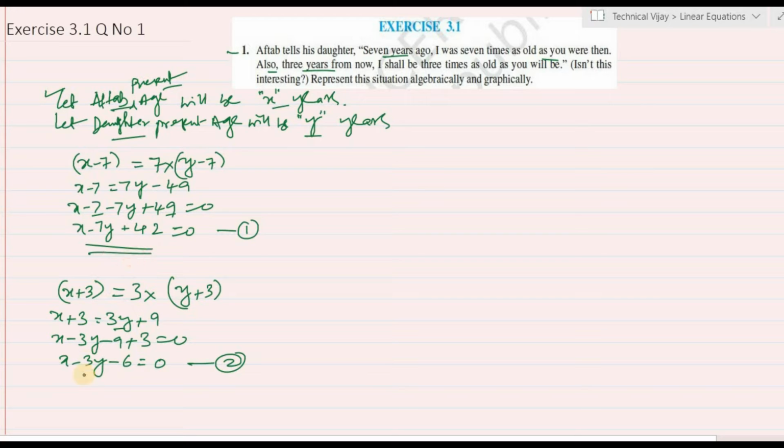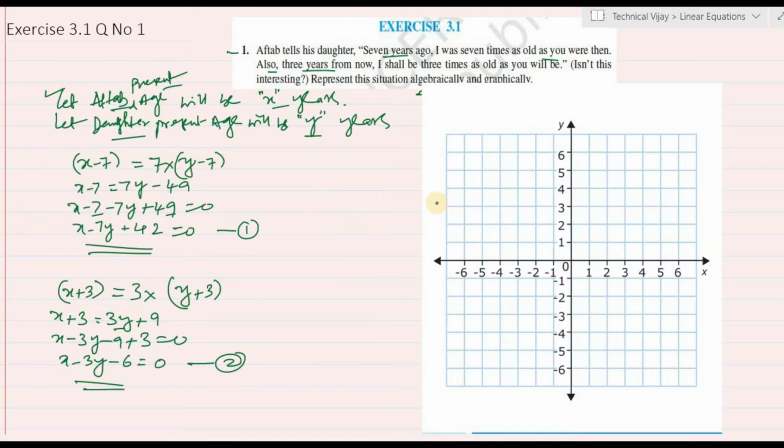So these are the two equations we have represented as per the statements. Algebraically we have represented. In the same way we have to represent it graphically. For the graphical method we have to find the values for these equations. Suppose this is one equation. For this we have to put some values and get the results.